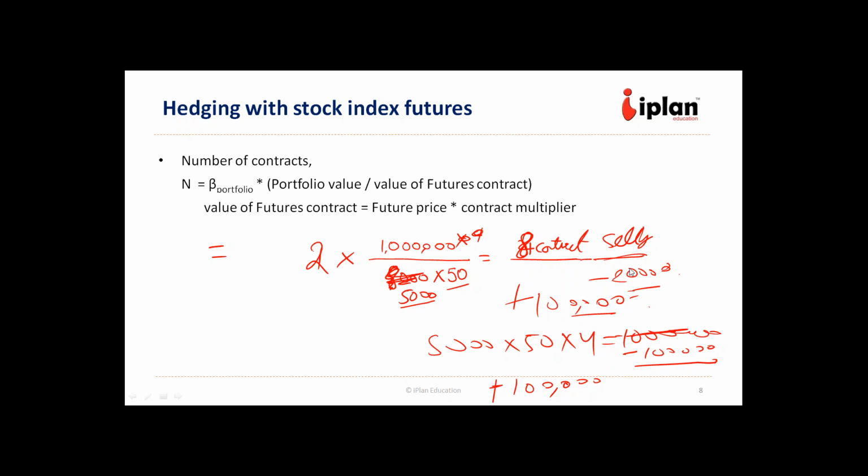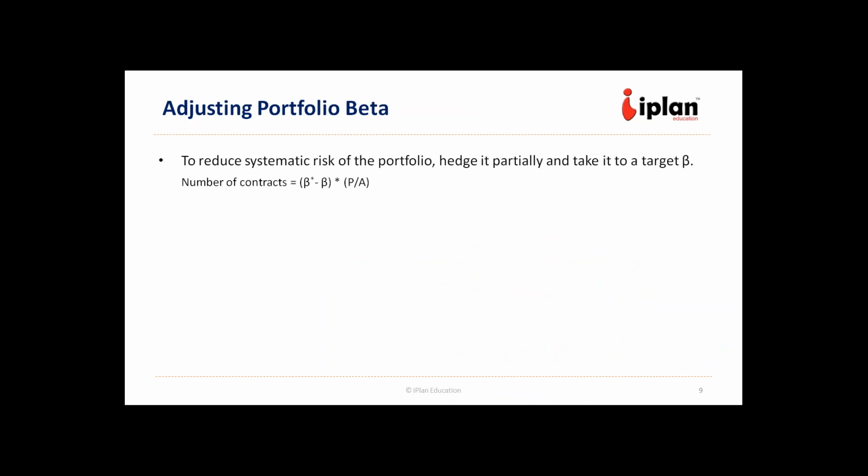So let's move on. Now, adjusting the portfolio beta. Let's suppose I want to reduce the systematic risk, or I want to increase the systematic risk. That means I want to increase or reduce the portfolio beta. So let's suppose in the previous example, my beta was 2.